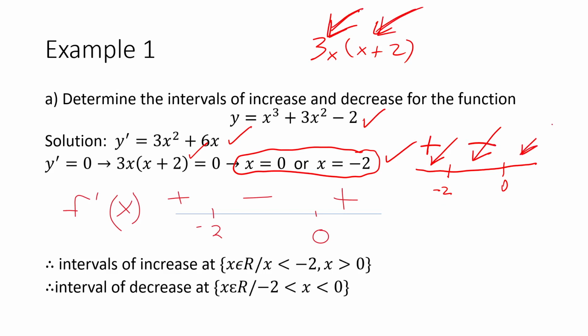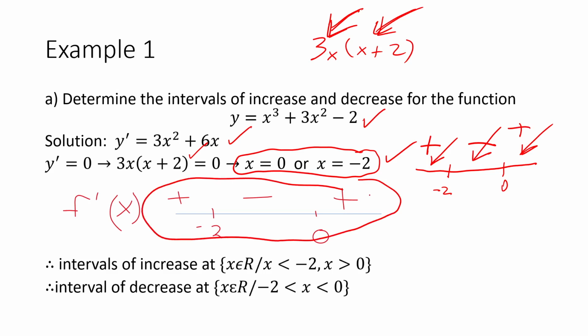And finally, I take a value to the right of 0 and I plug it in for x to the expression 3x times x plus 2. I'll get a positive value. And that's what we're showing right here. Okay? And so what we can say then is, if I have an x value to the left of negative 2, I'll be in an increasing interval. And if I have an x value to the right of 0, I'll have an increasing interval. I'll have a decreasing interval if my x value is anywhere between negative 2 and 0.